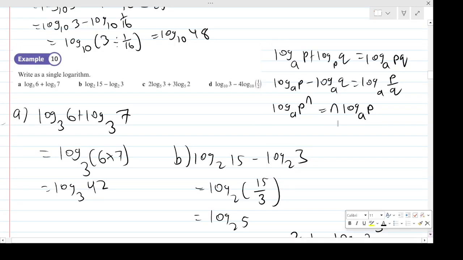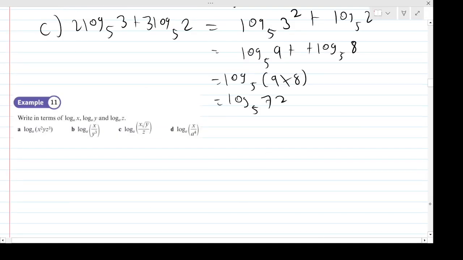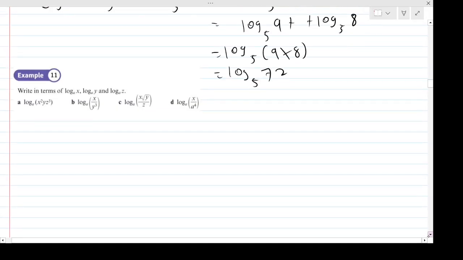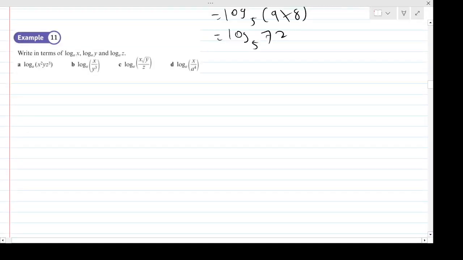So yes, once you get used to it, once you practice enough questions, these log laws will become second nature. But there we are. Okay, in the same sort of vein, we're going to need to simplify these expressions.